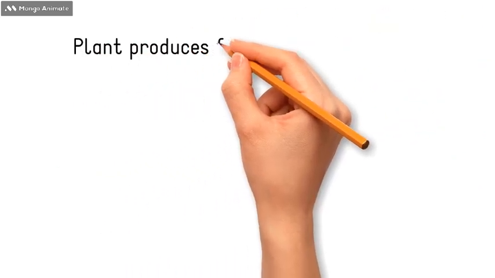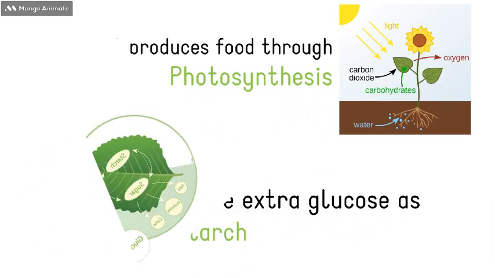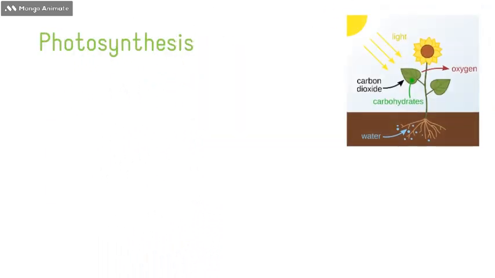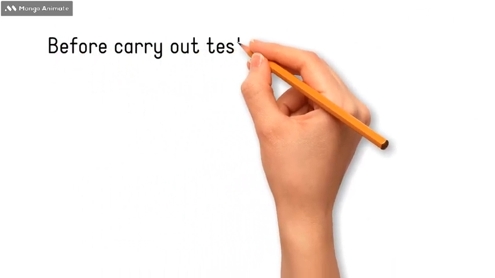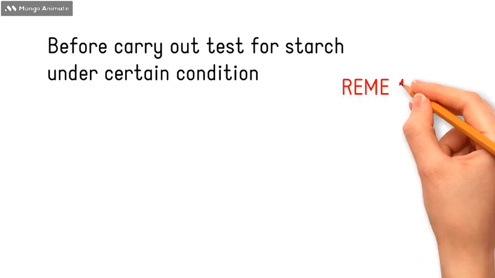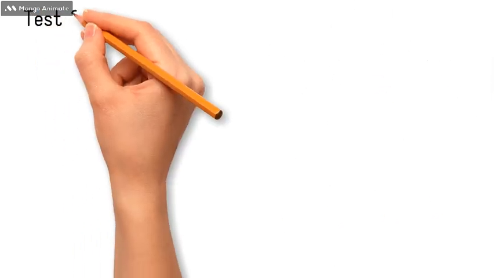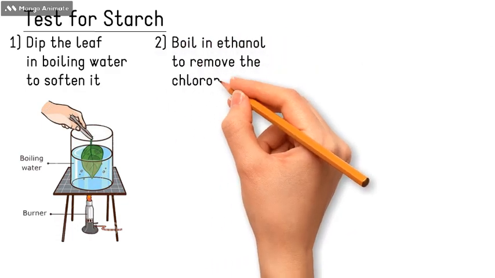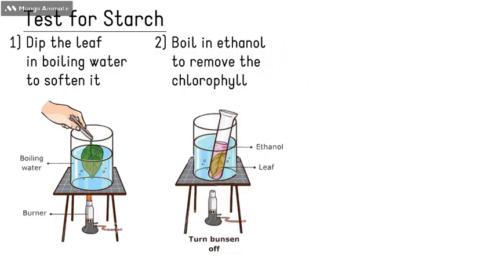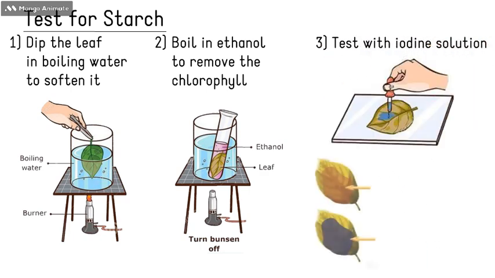Since we know that plants produce food through photosynthesis and store extra glucose as starch, we can actually prove that the plant has carried out photosynthesis by testing the presence of starch. Before carrying out the test for starch under certain conditions, do remember to first test the plant to use up the existing starch. To test for starch, first dip the leaf in boiling water to soften it, then boil in ethanol to remove the chlorophyll. After these two processes, test with iodine solution. If starch is present, the color of iodine solution will change from brown to blue-black.